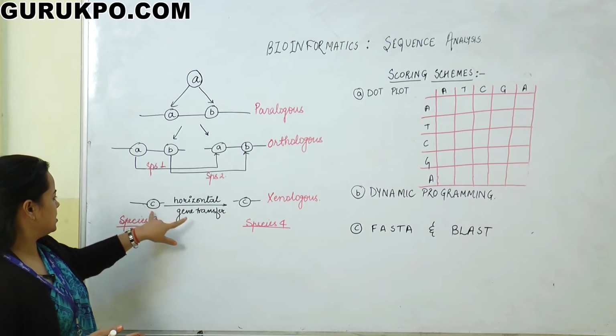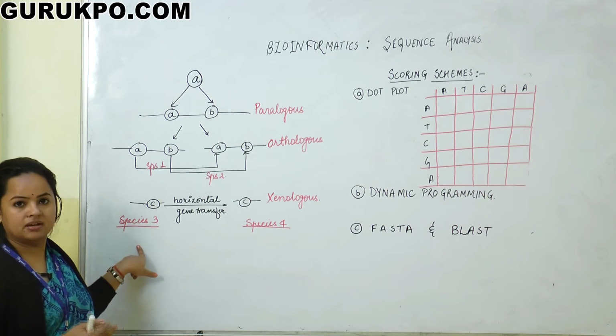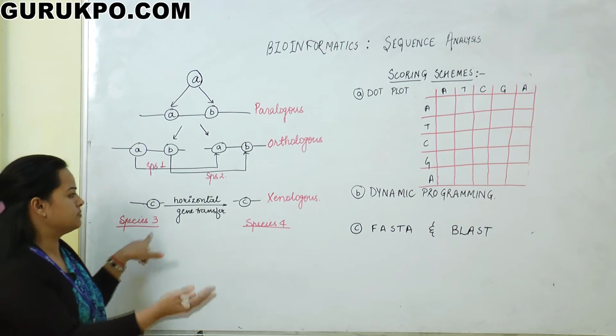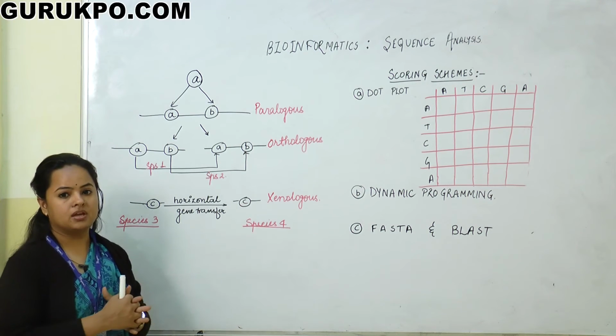Later, due to horizontal gene transfer, we get xenologous genes. As seen here, gene C is different from both A and B and is present in species 3, but later it is transferred to species 4 also. This pair of genes is then referred to as xenologous.